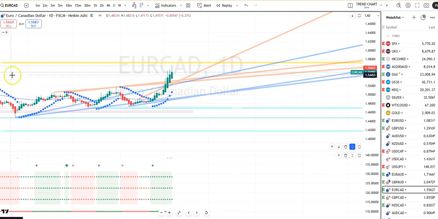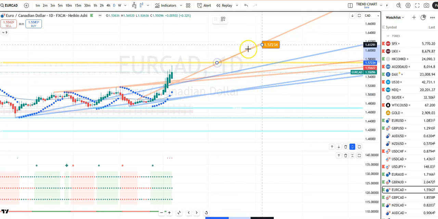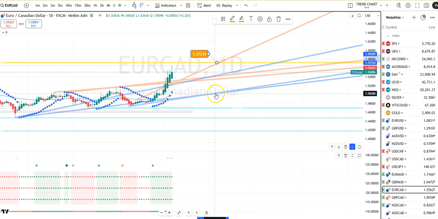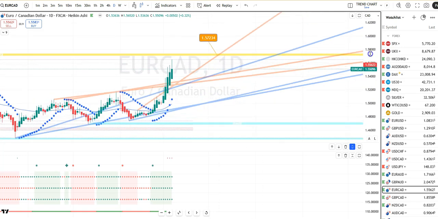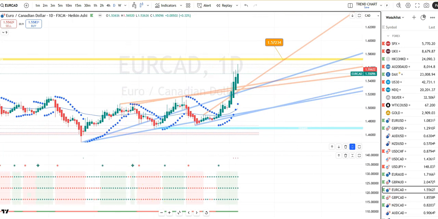Euro Canadian, this might be limited. We can see that there is a resistance area here, 172.23. If we get sufficient pullback, of course, something like this into this cluster of support zones, then we could get a nice position here, 157.23 as your target.